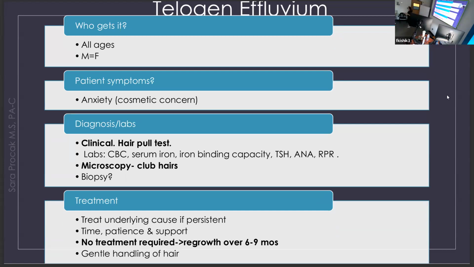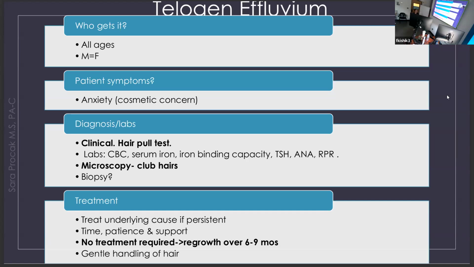Diagnosis is truly going to be clinical. You're going to get the history, find out about the shock or the trauma or whatever happened. It's going to add up. You'll do your pull test if you feel like you need to, and that's going to be very positive again. You could look at some of those hairs under the microscope and see that a lot of them are in the telogen phase. If you're unsure, obviously you could do a biopsy. It's going to come back that there's a lot of telogen hairs. You could do some blood work if you're really unsure and just want to rule out everything else, but you're probably not going to.